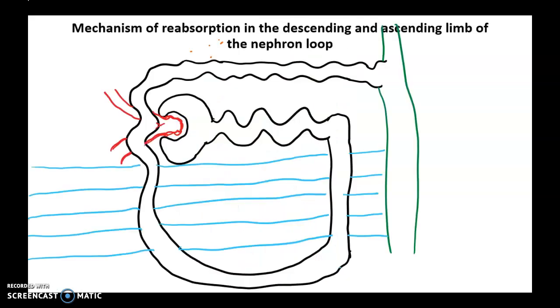All right, class. So we have already looked into the processes of glomerular filtration that take place at the glomerulus and Bowman's capsule. And we have also talked about the process of selective reabsorption that takes place in the proximal convoluted tubule. Now we will focus on the mechanisms that work on the descending limb of the nephron loop and the ascending limb of the nephron loop.